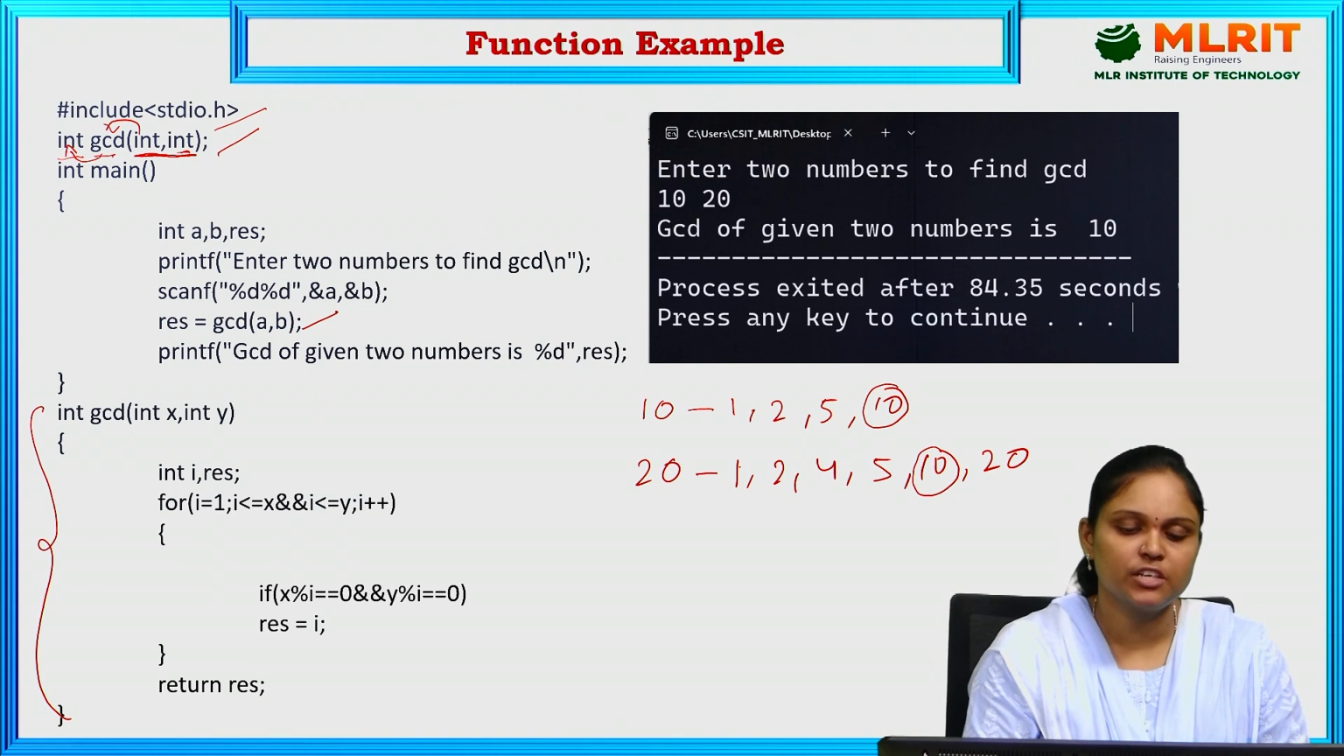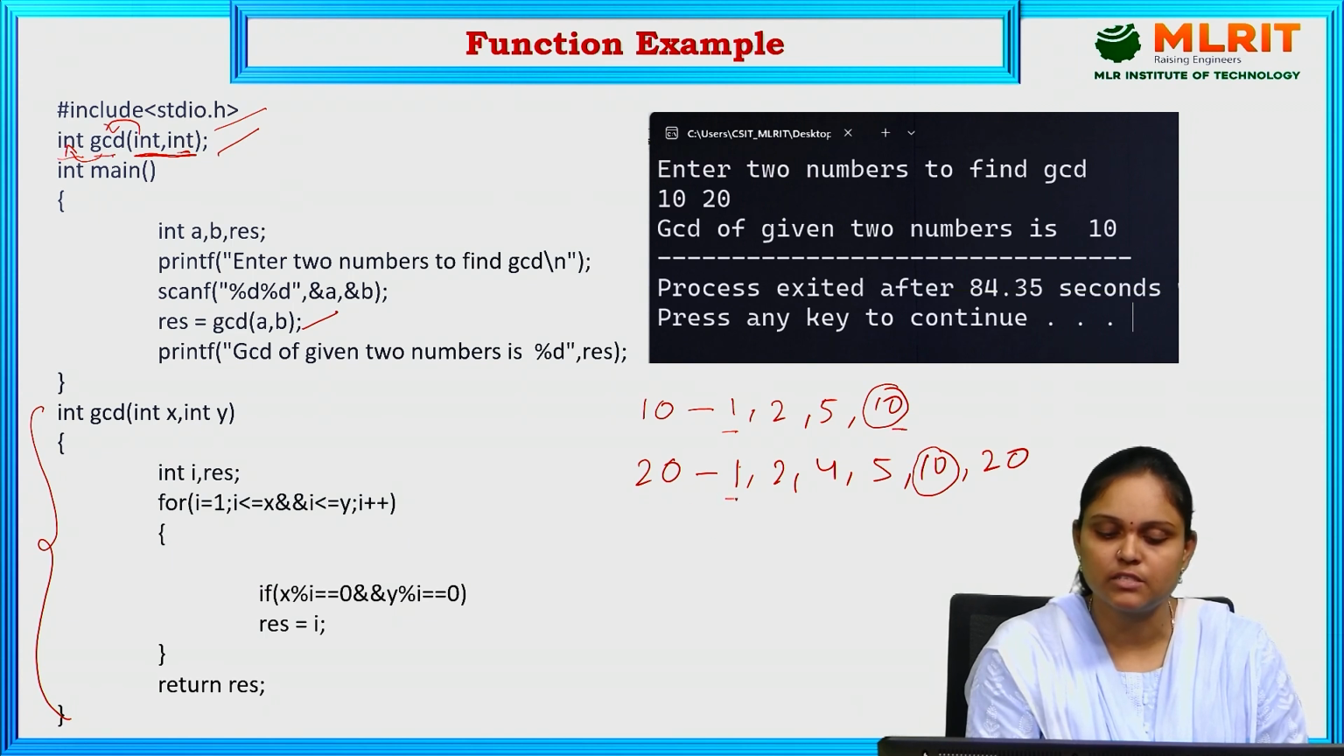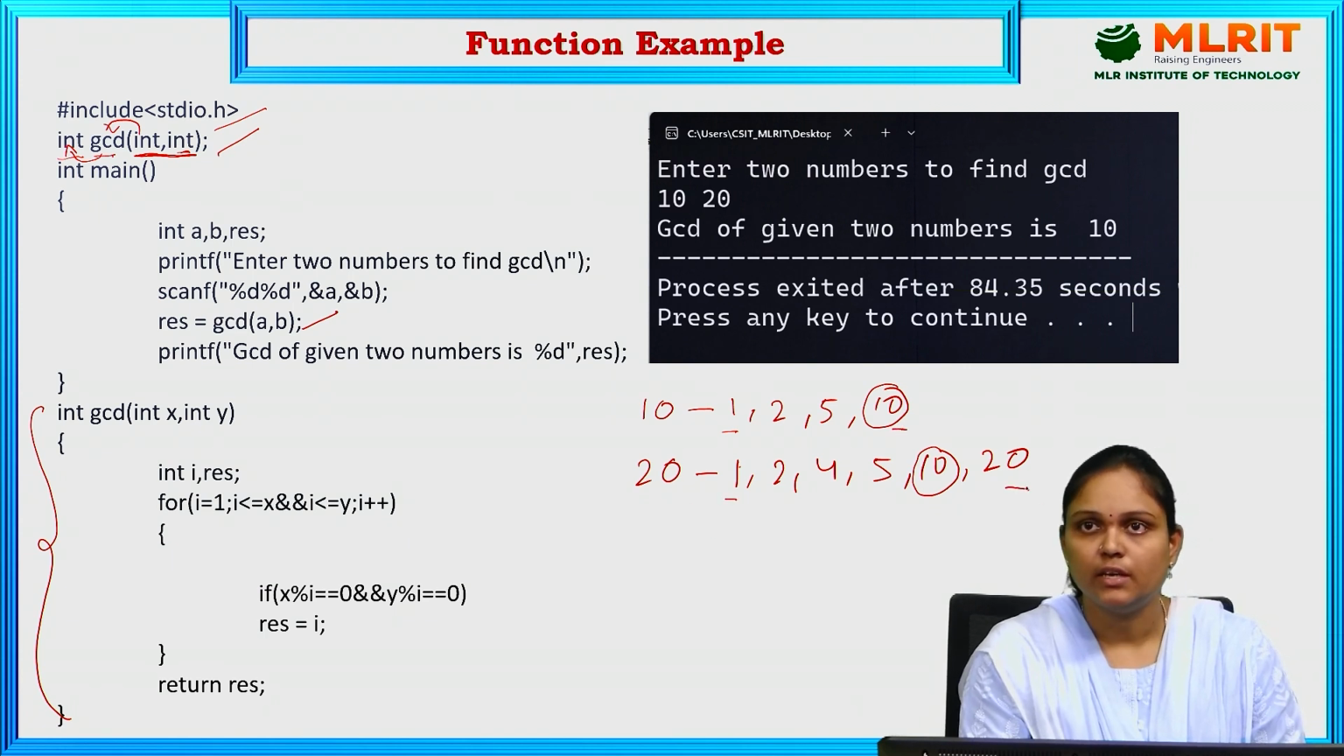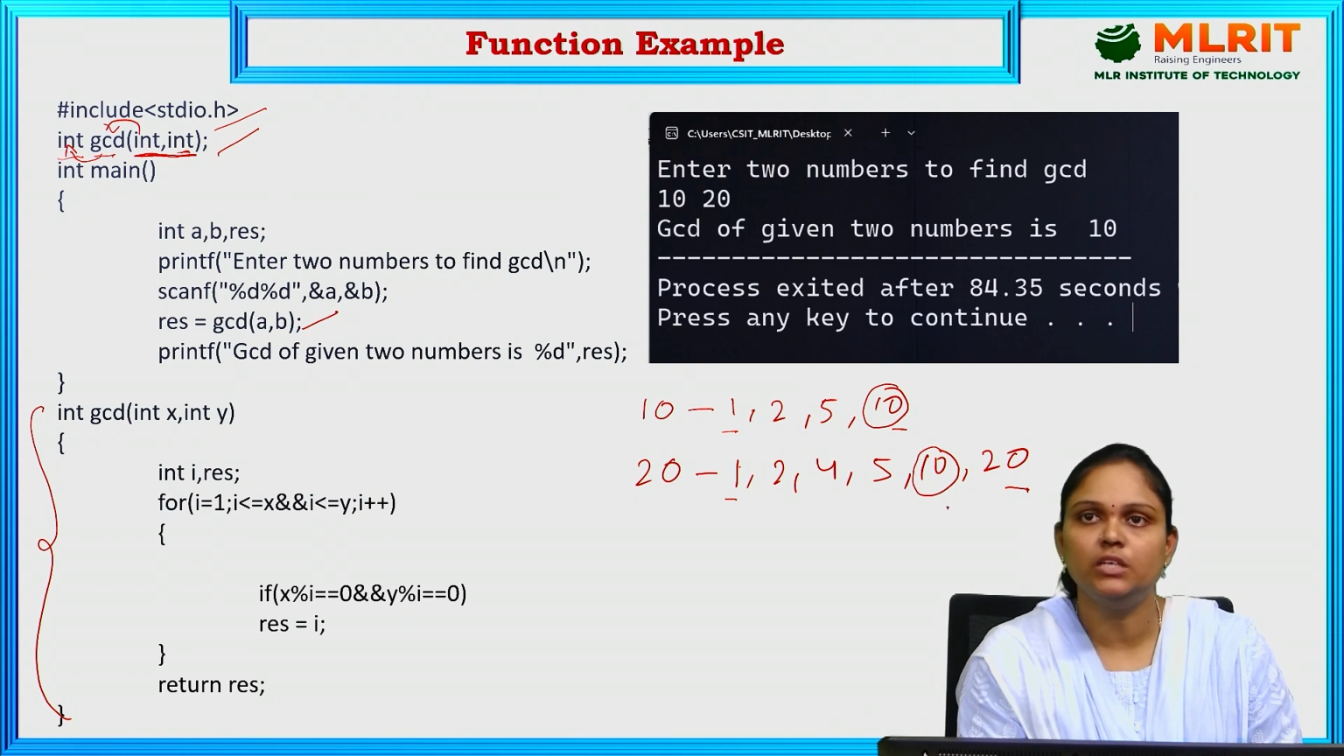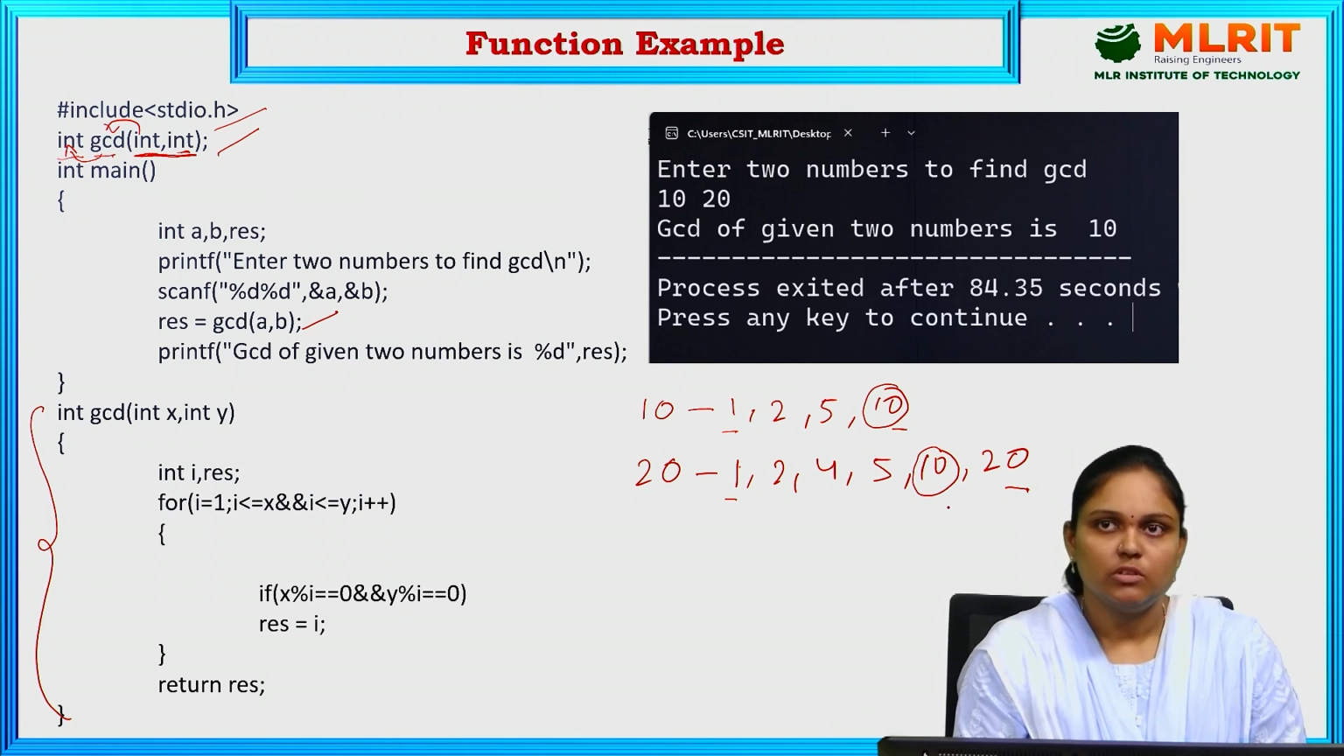For that, initially we find the factors. We find the factors from 1 to 10 for the first number, and for the second number, we find the factors from 1 to 20. And the highest common factor we assign to the result variable. So let's start the program.